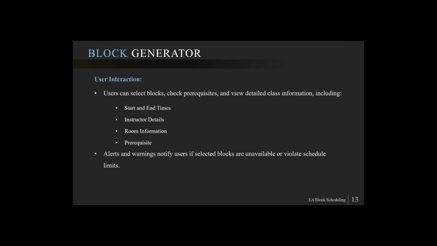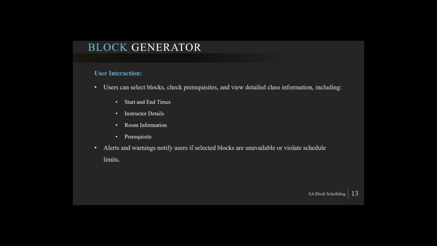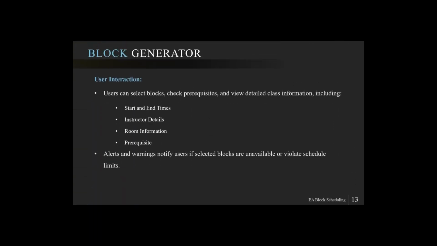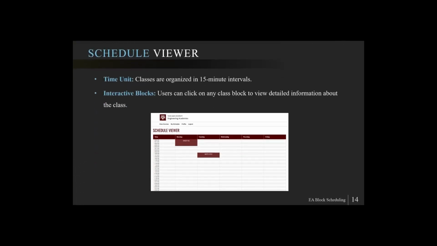Students can view available blocks, check prerequisites, and access detailed information such as start or end times, instructors, and room locations. If a block selection is invalid or unavailable, users receive alerts and warnings for guidance. The schedule viewer allows students to visualize their blocks in 15-minute intervals. Each block is interactive, letting users click for detailed class information.